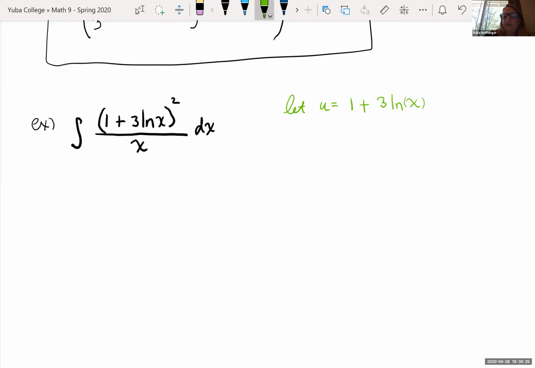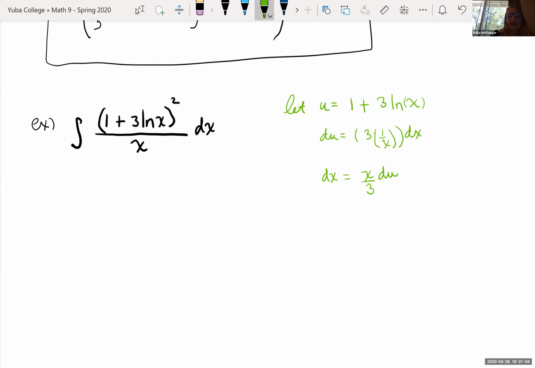Take the derivative of both sides: du is equal to the derivative of 1, which is 0, plus the derivative of 3 times natural log of x, which is 3 over x, and then we have that dx. So we want to get dx by itself. This is 3 over x dx. If we multiply by the reciprocal, x over 3, we get dx equals x over 3 du.